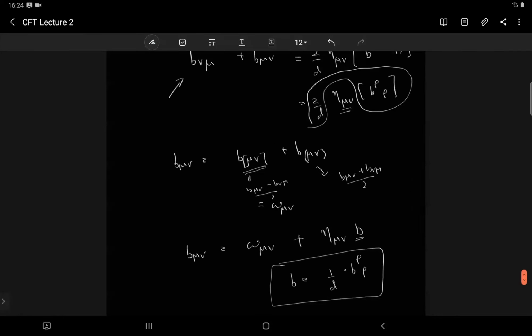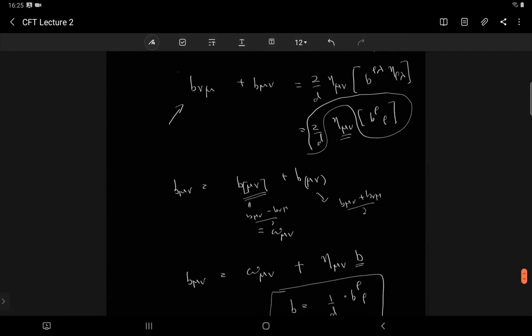Sir, is B equal to 1 by d or 2 by d? There was the 2. No, because the symmetric part was B mu nu plus B nu mu by 2. So you divide by 2. Because you have written B mu nu as the antisymmetric plus symmetric, but the symmetric part is B mu nu plus B nu mu by 2. So that is why it is 1 by d.